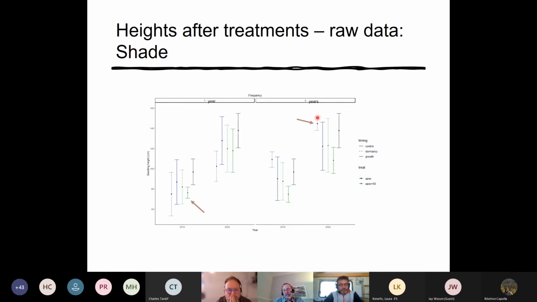And here it's quite interesting. You have a seedling where the apex was cut both years during dormancy, and you see here that this is roughly the same height as the control seedling. So it has a good potential to recover after that kind of apex loss.